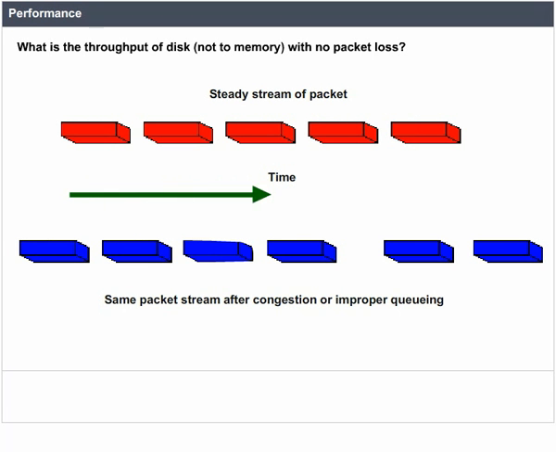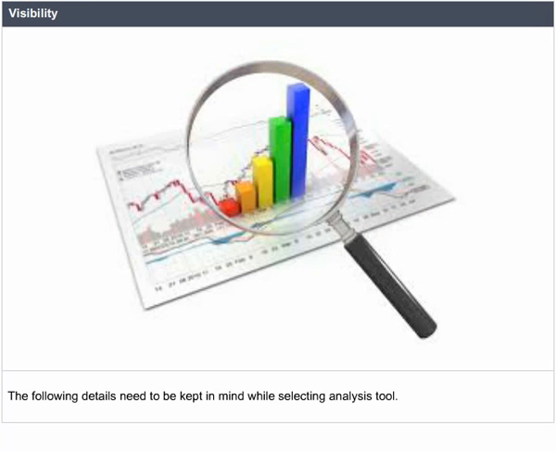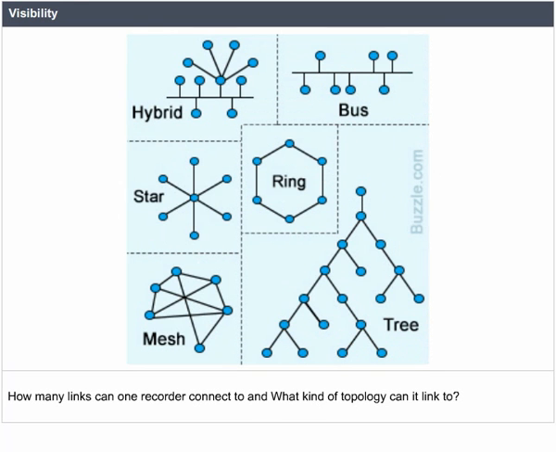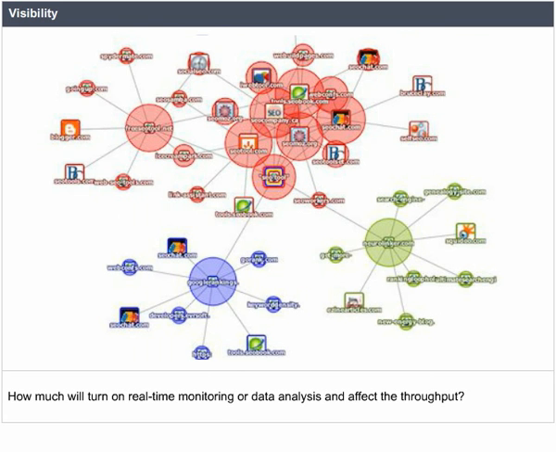Visibility. The following details need to be kept in mind while selecting an analysis tool. How many links can one recorder connect to? And what kind of topology can it link to? How much will turning on real-time monitoring or data analysis affect the throughput?